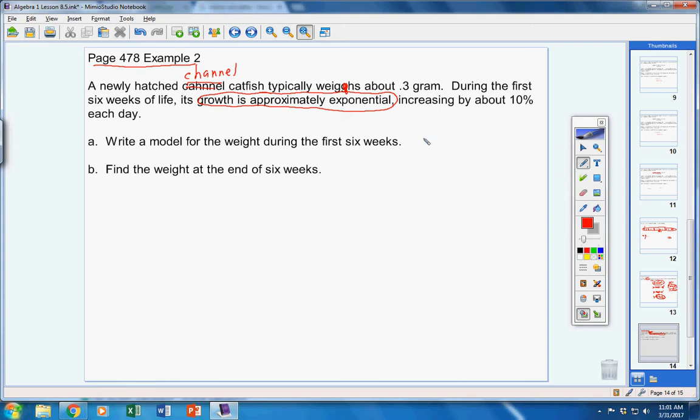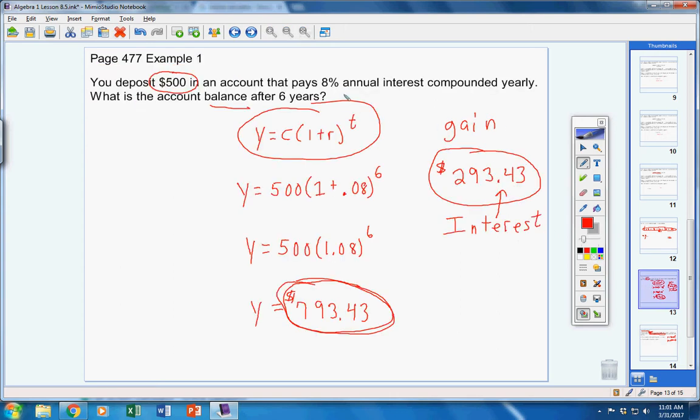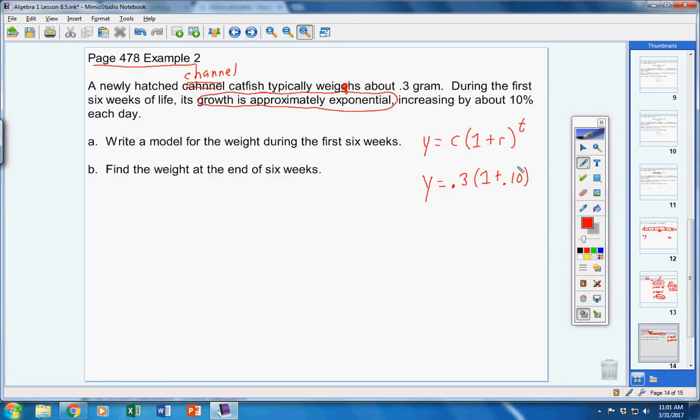Okay, here's my model. Y equals C times, now watch carefully, please, 1 plus r to the t power. Now, C is my initial amount, which is 0.3. That's how much the fish weighs when it's born, or hatched. My r is going to be 0.10 because remember, 10% is 0.10. I should have mentioned that in the last problem: 8% changes to a decimal by moving the decimal 2 places, 0.08. Now t, of course, is my time. So there's my model.